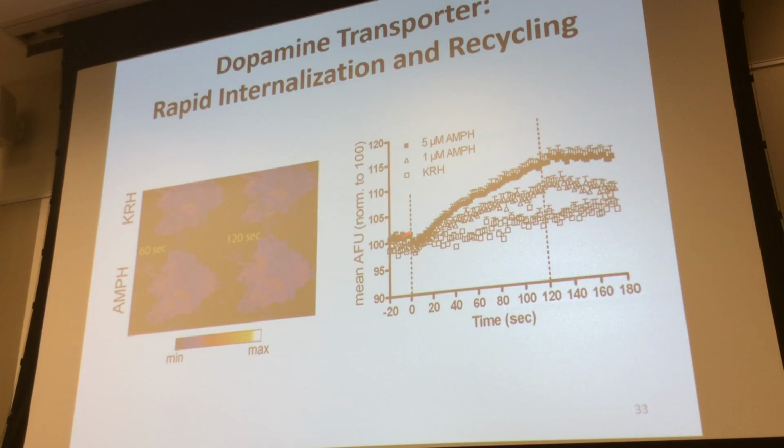Same thing with amphetamine. This is 60 seconds and 120 seconds, and this is baseline. When you put amphetamine in the culture medium, you see the trafficking of the vesicles moving towards the membrane, and more here. The trafficking occurs within a minute when the ligand is on board. So the dopamine transporter undergoes a rapid internalization or recycling process. Yes. What does AF stand for? This is a quantification of the area under the curve.